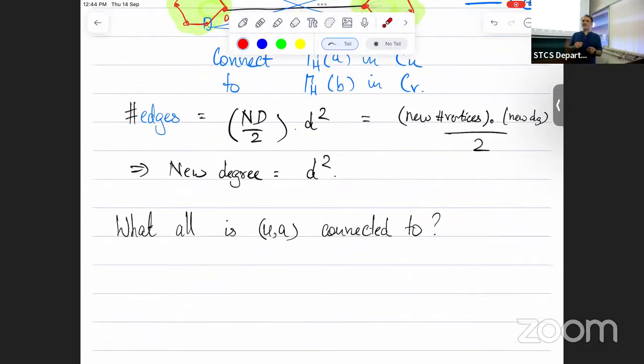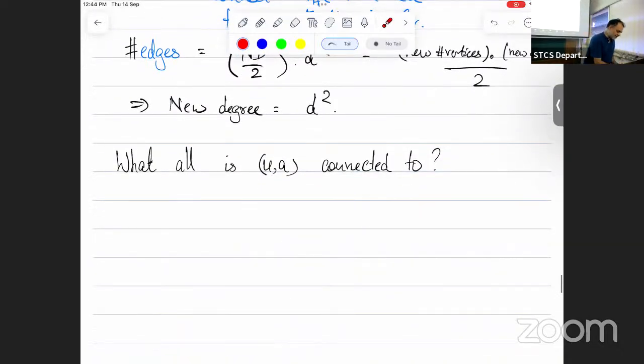It's sometimes convenient to think of what my new vertices of this graph are. It's made up of a pair U, A, where A is something in H. I can either think of A as a vertex in H, or I can think of A as an edge label when it comes to the neighbors of U. There are two slightly different perspectives, and I want to know what this is connected to. Let's say this is the cloud of U, so this is CU, and one of these red vertices is this A.